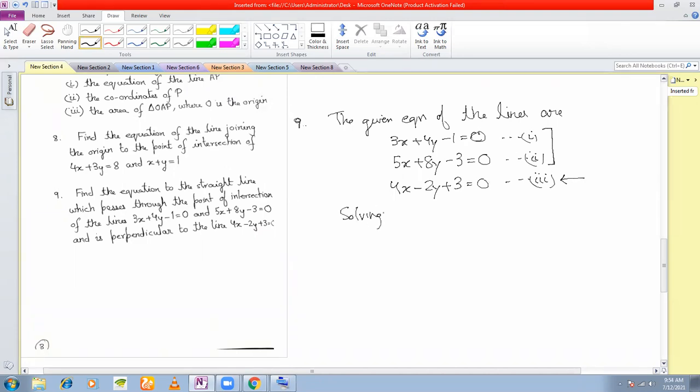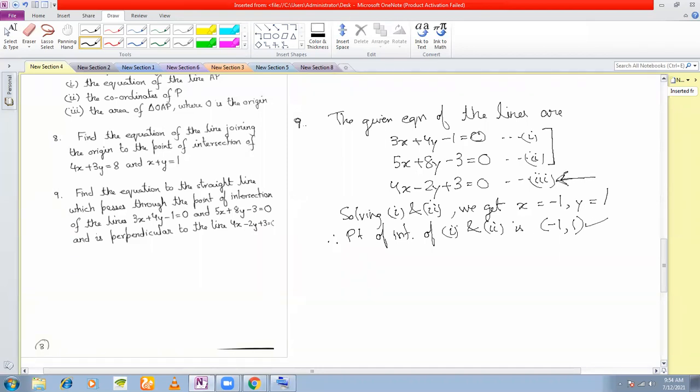Solving 1 and 2 simultaneously, we get x = -1 and y = 1. Therefore the point of intersection of 1 and 2 is (-1, 1). Right? So now we need to find the equation of the line which passes through this point and which is perpendicular to 3.